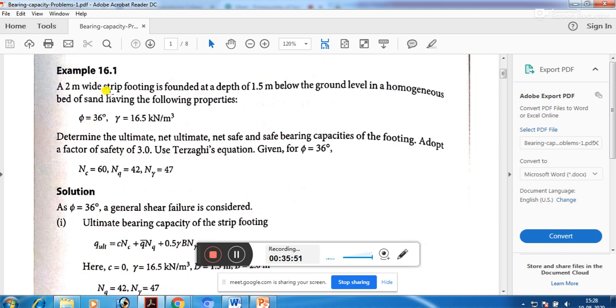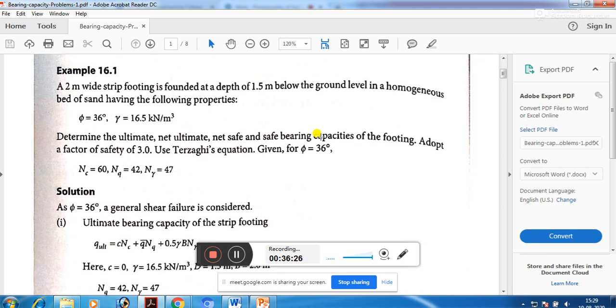A 2 meter wide strip footing is founded at a depth of 1.5 meter below the ground level in a homogeneous bed of sand having the following properties: phi equal to 36 degree and gamma equal to 16.5 kilonewton per meter cube. And in this question, you are asked to find out the ultimate, net, and safe bearing capacity. So everything is being asked. This is the simplest form of the problem.